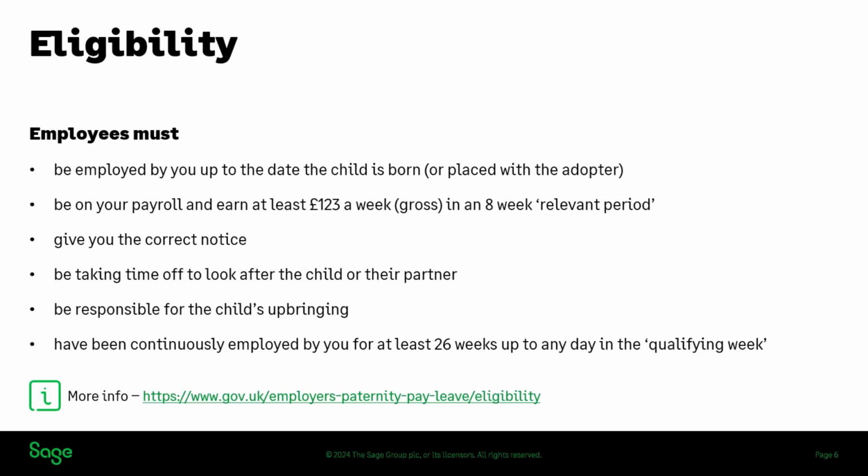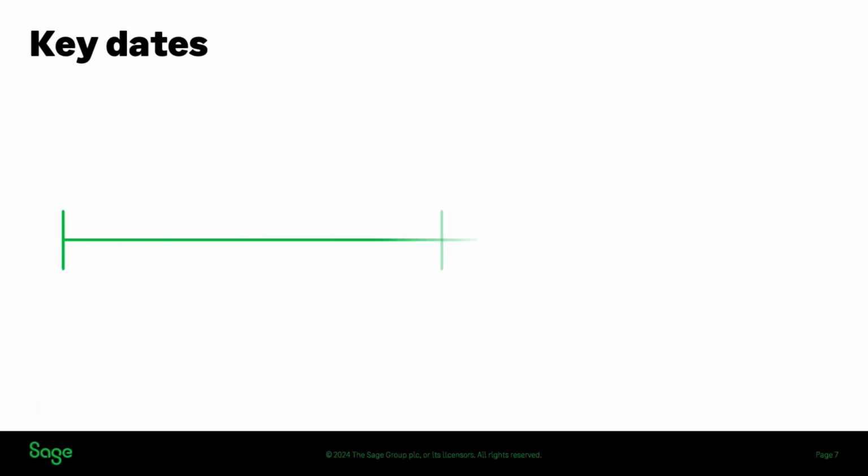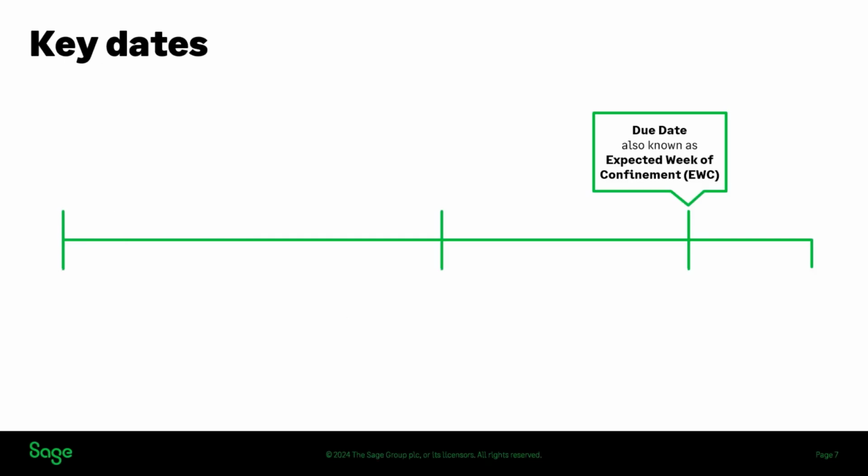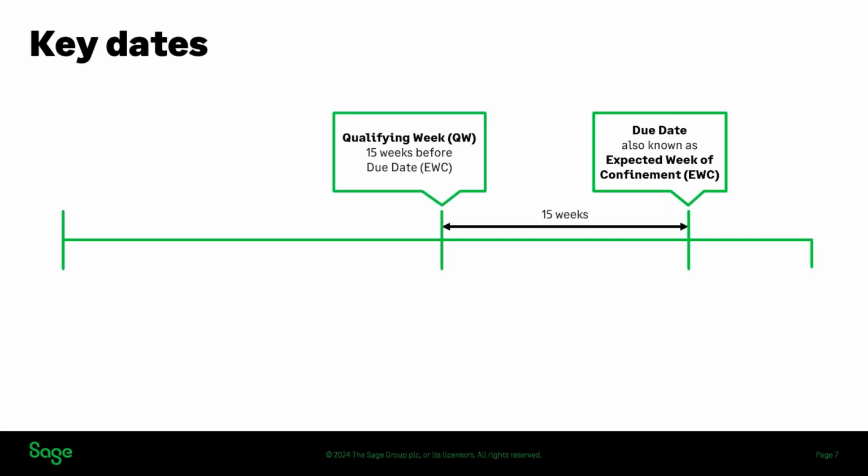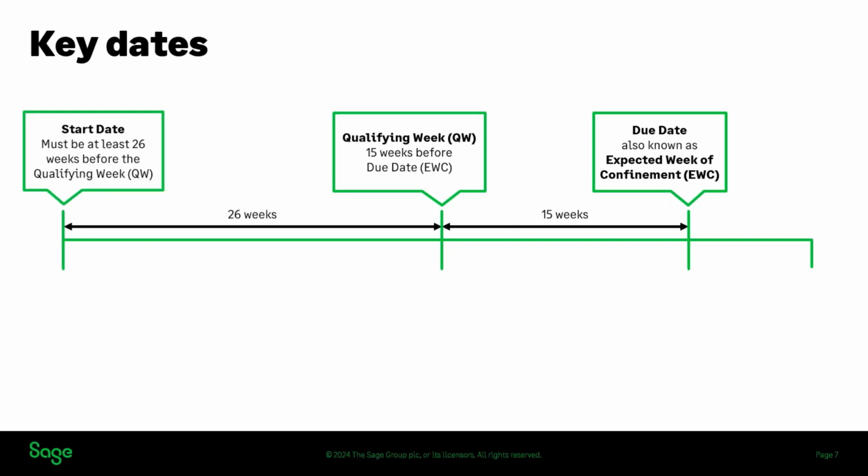So I'd just like to run through some of the key dates to bring this to life a little bit, and we're going to count back from the due date of the baby, also known as expected week of confinement. So counting back 15 weeks takes you to the qualifying week. That's 15 weeks before the due date. And then back a further 26 weeks takes you to the latest start date for an employee in order to qualify for SPP in the case of a birth.